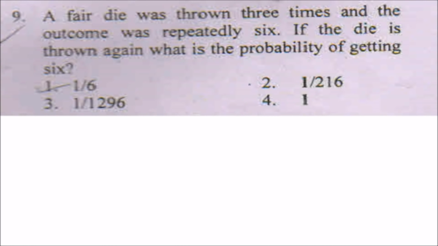Next question: a fair dice was thrown 3 times and the outcome was repeatedly 6. If the dice is thrown again, what is the probability of getting 6? It is an independent throw and it's a fair die, so it doesn't mean that if I got 6 once, I will not get it next time. It will happen independently, like a single incidence. The total number of sides of the dice is 6, and we have to get 6, which is only 1. So it will be 1 by 6, and the answer will be number 1.